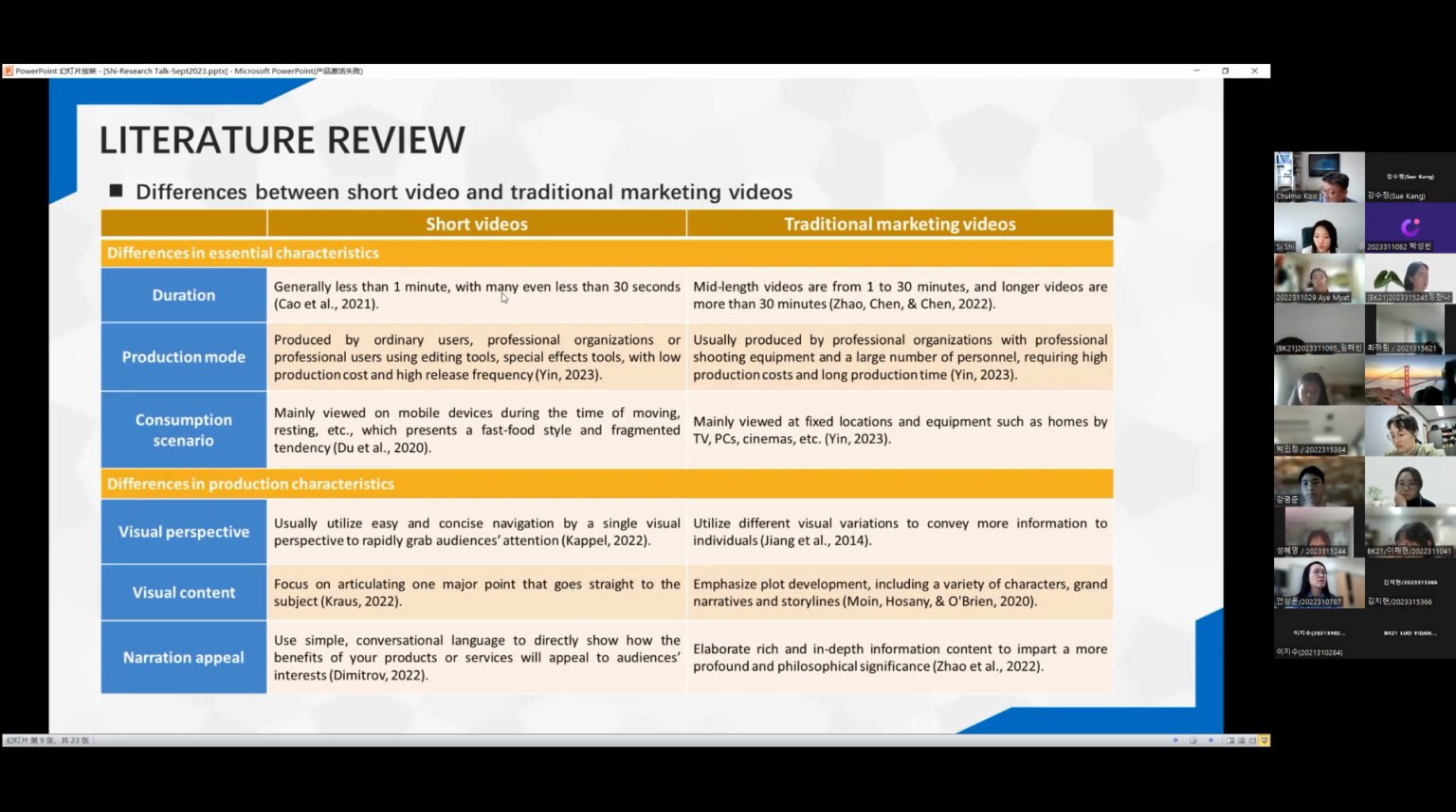And for the content and the narration, they are more straightforward, appealing to the interest of customers because they want to clearly deliver the message. The viewers don't have much time for you to develop your thoughts slowly, right? So they want to just hit the major points at the beginning. That means the content is more focused and the narration appeal is more straightforward, focusing either on the hedonic things or the rational things. So in this research model, we only consider one category in each variable, and we want to examine their matching effects.